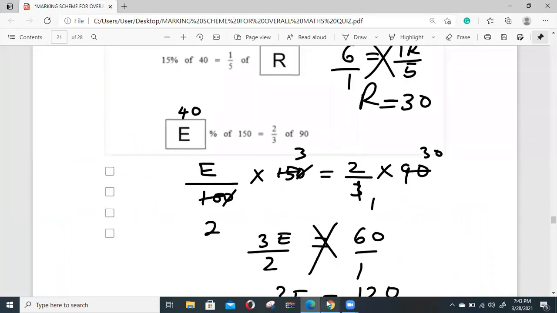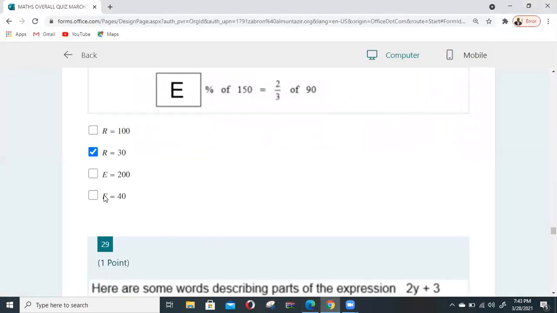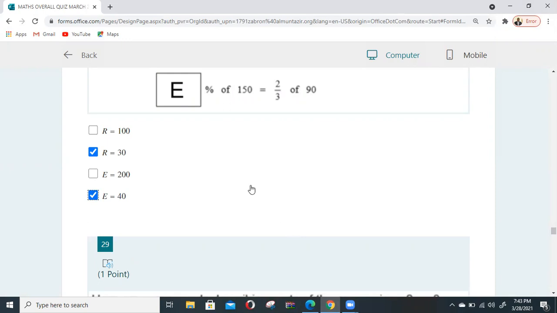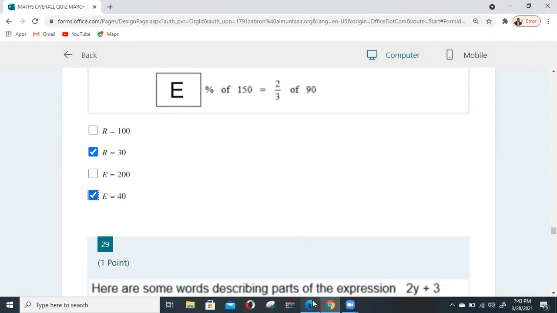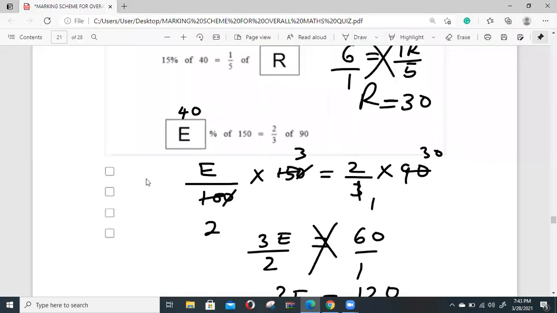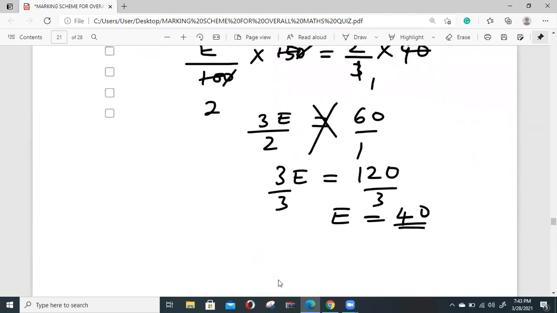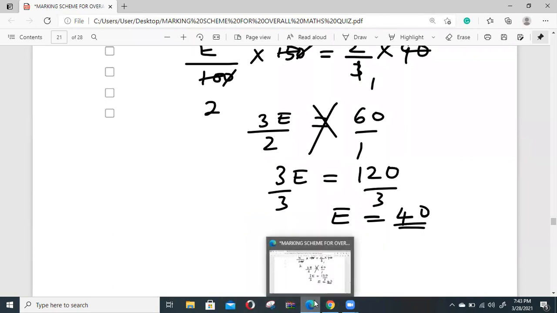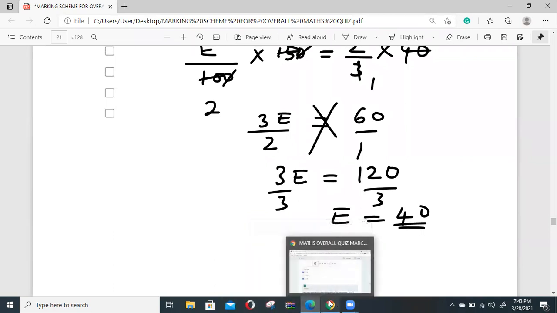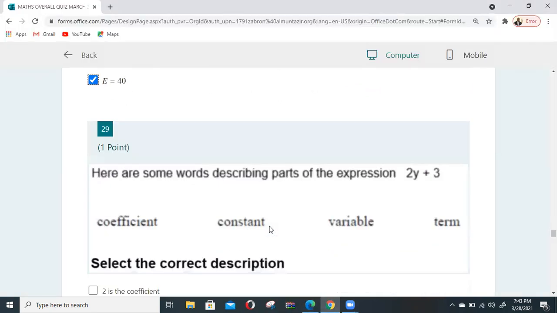So dear students, the idea behind doing this quiz is not that you just press the button blindly. No, you don't have to press buttons blindly. What you're supposed to do is first do the working like this, and then once you get the answer, you go and choose it if you have that answer in the options there.